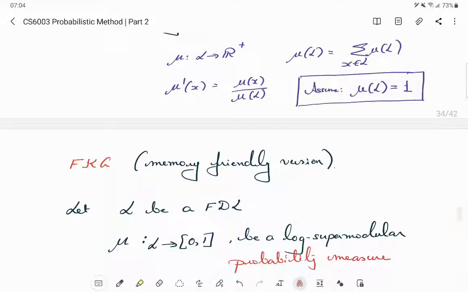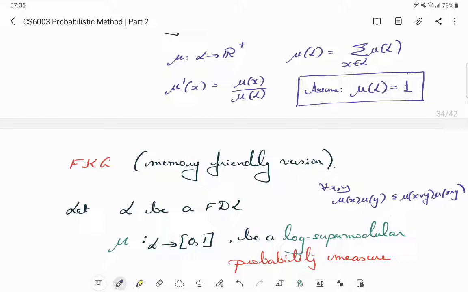But then remember, a likely mistake you can make is that you might forget the important condition. Not every probability measure will satisfy FKG. FKG will only be satisfied by a log supermodular probability measure. So mu has to be a log supermodular probability measure. That is, a probability measure which satisfies the condition that for all pairs x and y, mu of x times mu of y is less than or equal to mu of x join y times mu of x meet y.